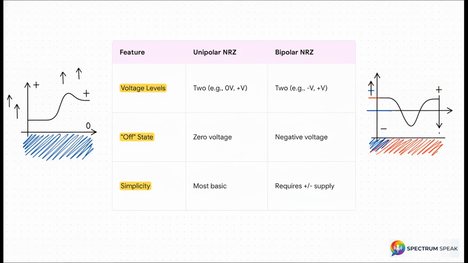Okay, so unipolar NRZ is the most basic, straightforward way to do it. Just think of it like a one-way street. The signal is either at a positive voltage for a 1, or it's down at 0 volts for a 0. That's it. Bipolar NRZ, on the other hand, is more like a two-way street. It uses a positive voltage for a 1, but for 0, it uses an equal and opposite negative voltage. So the signal is always swinging between these two distinct poles, positive and negative.